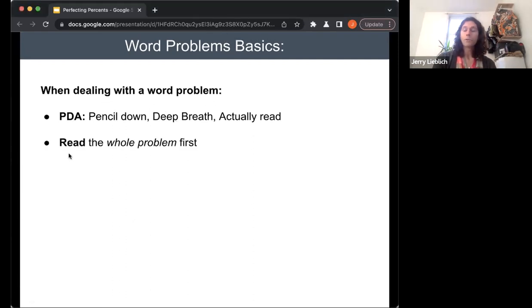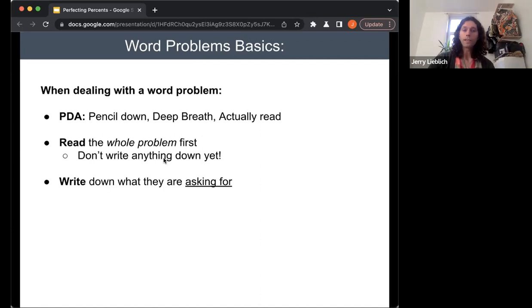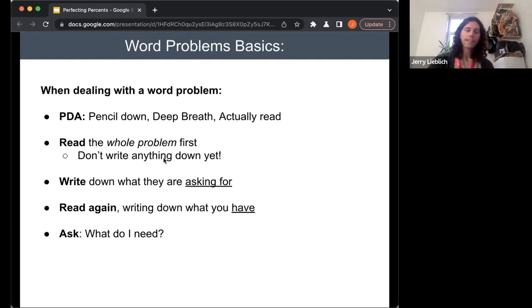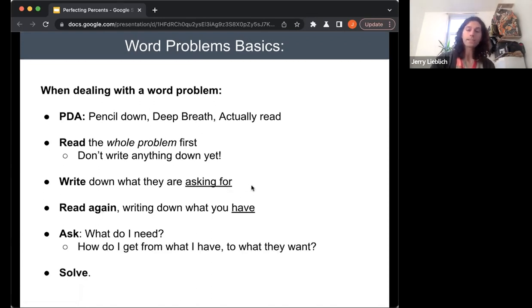We then read the whole problem before you start to answer anything. Just read it and see what's going on and try to identify what they want, identify what you have, and then ask, what do you need? How do we get from here to there? And then solve it. So I'm asking you to take a little bit of time in the beginning to really assess what's going on before you start to solve the problem.